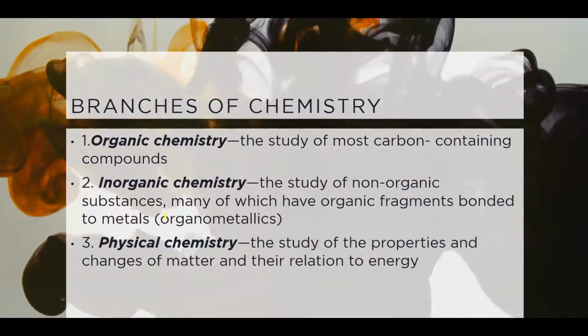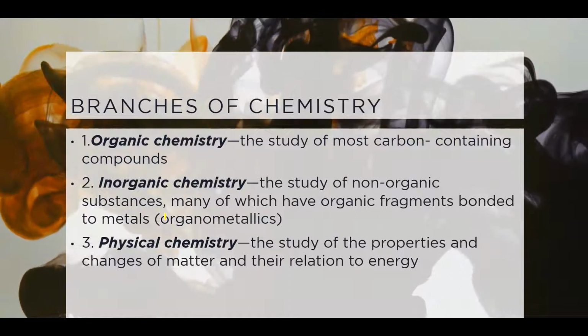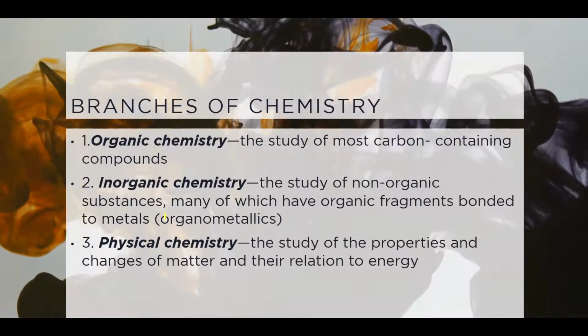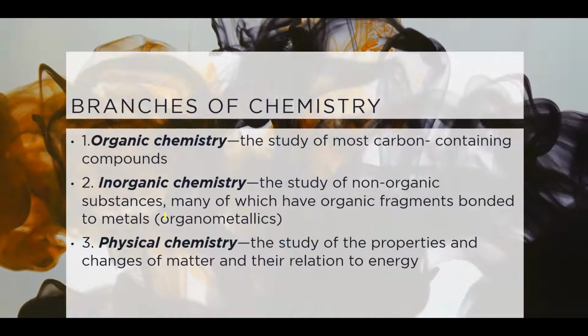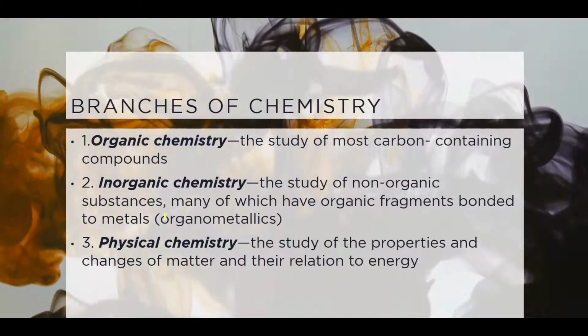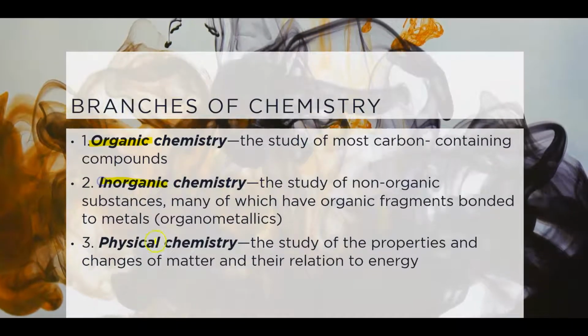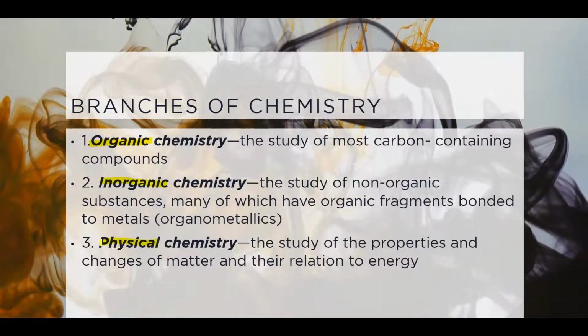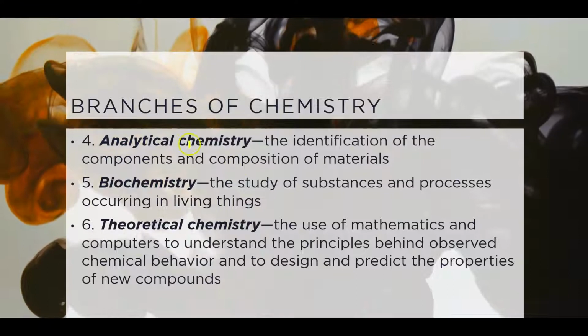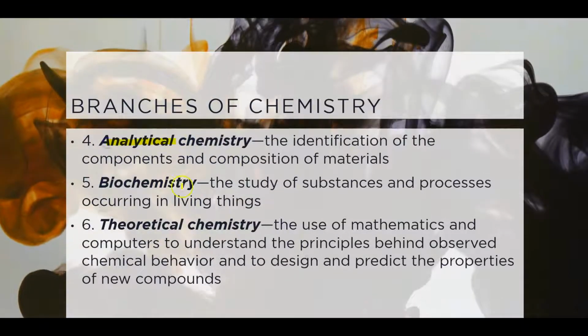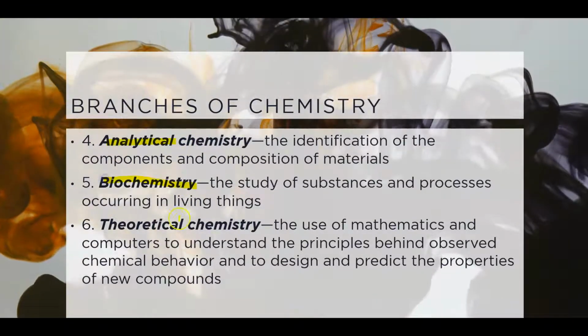So this list of branches, there's 6 of them here. It does not include every branch of chemistry, but some of the major ones. We've got organic chemistry, inorganic chemistry, and physical chemistry. And then on the next page, we'll talk about analytical chemistry, biochemistry, and theoretical chemistry.